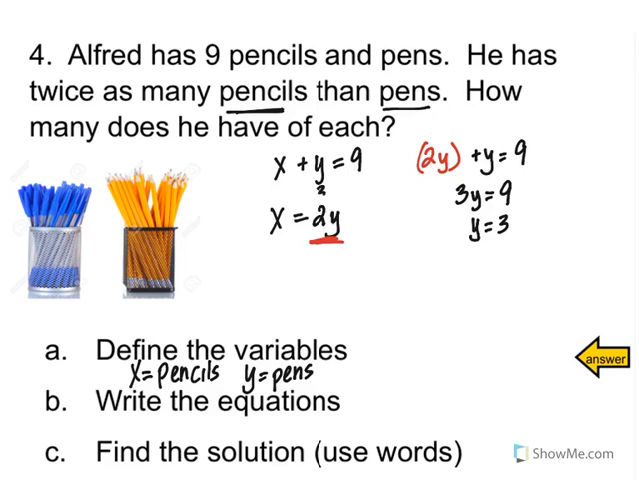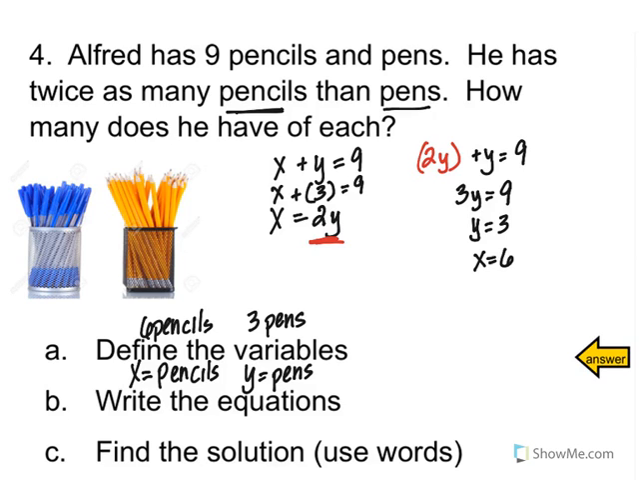If y is equal to 3, when I go back and I check it in one of my original equations, I get x plus 3 is equal to 9. Well, the only number that I can add to 3 to get to 9 would be 6. So x would have to be 6. Now I want to check my answer for reasonableness. So I should have 6 pencils, since x was pencils, and 3 pens.